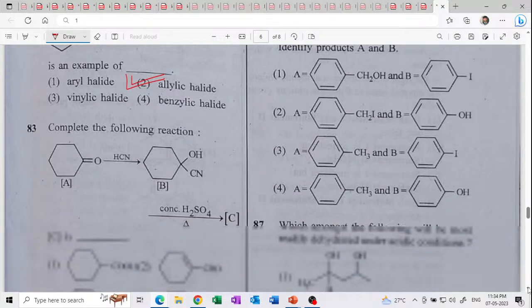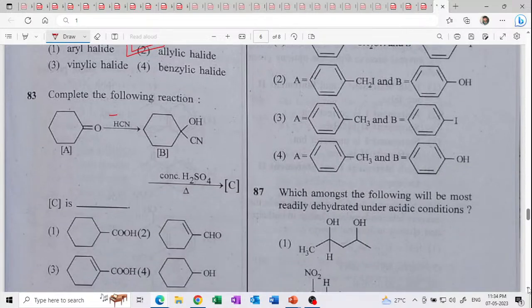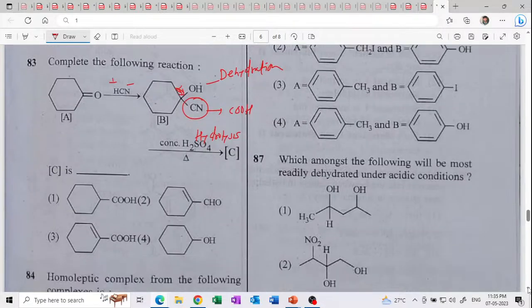This is a halogen derivatives question, a very simple question. Hydrogen cyanide, H plus, CN minus, then it forms the cyanohydrin, and then this is the hydrolysis. The cyanide will be hydrolysed by the acid, and the OH will undergo dehydration because of the acid. So it undergoes dehydration and forms a double bond here. So option number 3 is correct because of the dehydration.